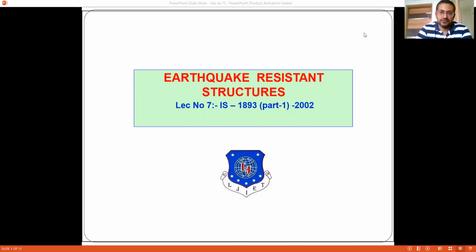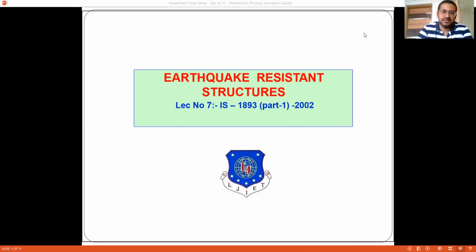Now, as I told you earlier, if you look at it sequence-wise, if you have a very simple structure and you want to work on approximation, then the static coefficient method is a good method. But if you have a multi-story building and a regular structure with a regular frame, then it is advisable to go for the response spectrum method. And if you have an irregular multi-story structure, then time history analysis is preferred, right?